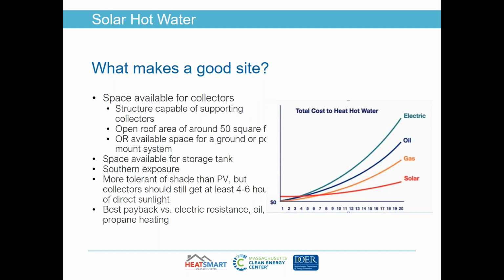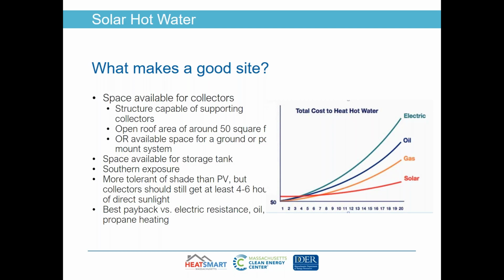So what makes a good site? Consistent with all of our programs, the more expensive your heating costs are, the easier and the sooner the payback will be. In addition to that, there are a few technical requirements. You need about 50 square feet of area. That could be either on your roof, it could be a ground mounted system, which we sometimes see, or it can be an awning mount like we saw in that photo previously.